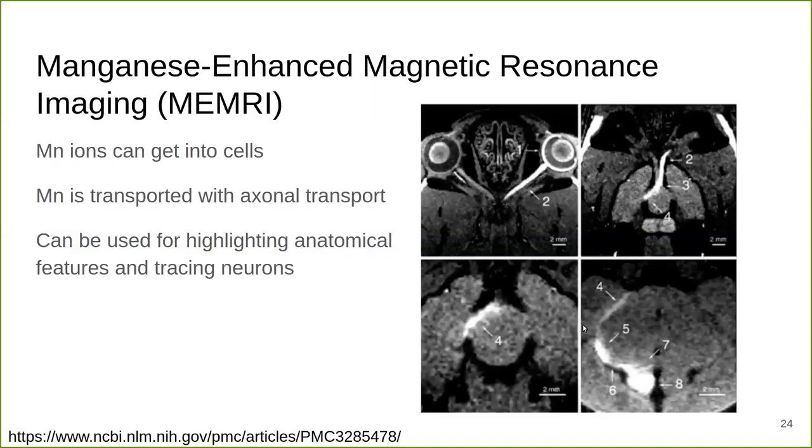And also you can use different ions that are only transported along axons, for instance, of neurons. And in this case, once again, you can see where these axons lie. So if you add manganese ions that get into the cell and are transported via axonal transport, you can highlight some kind of anatomical features, and you can trace neurons.